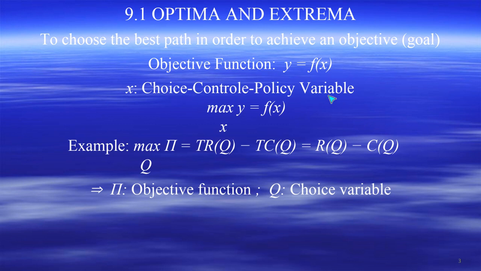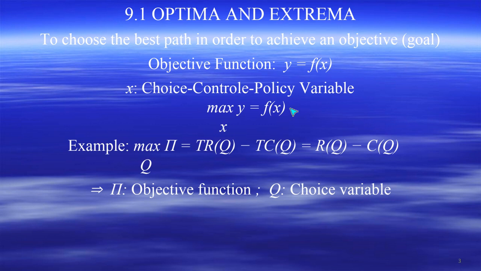Well, in economics we call it more often choice variable. Engineers call it more often control variable, and in the social sciences, especially political science and so on, it is called policy variable. But you can use any of these terms: choice variable, control variable, or policy variable.